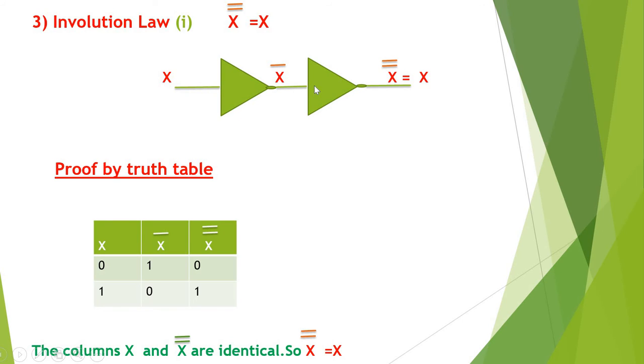Then for the second NOT gate, what is the input? X bar is the input of the second NOT gate. Then what will be the output? X double bar will be the output, that is equal to x.